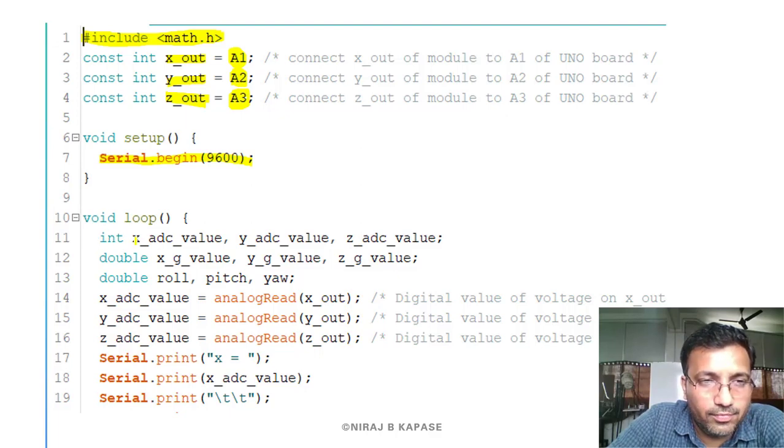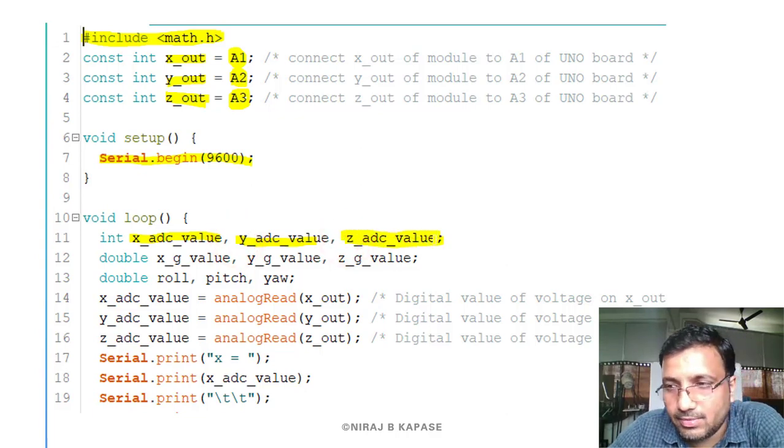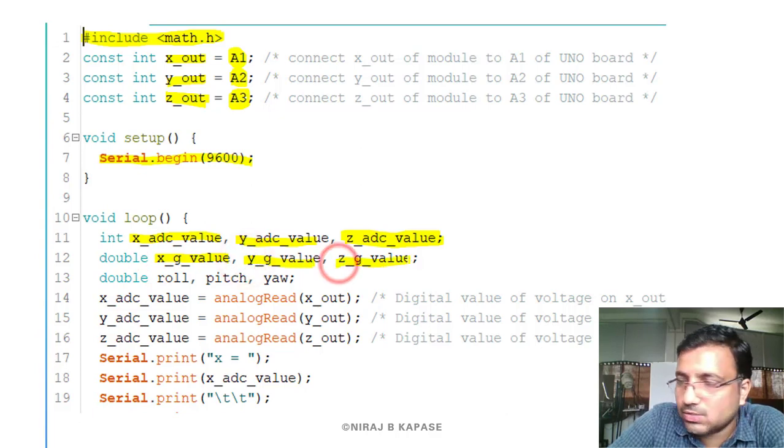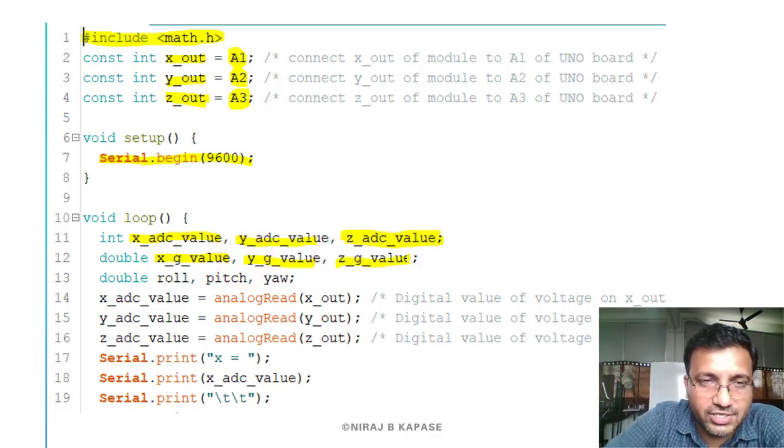void loop. So we'll first calculate the ADC values, X ADC, Y ADC and Z ADC values. These ADC values are the analog voltages that are proportional to the acceleration given for that particular ADXL335. Also we are going to convert that into gravitational values, XG value, YG value and ZG value. Okay, so these values we are going to measure again. Also we are going to convert these XG, YG and ZG values into roll, pitch and yaw.